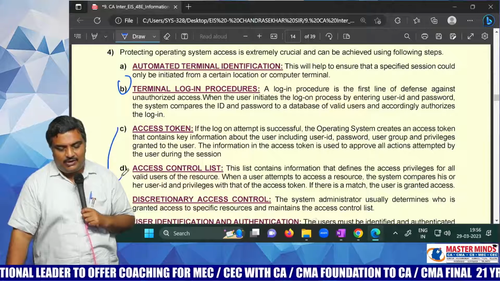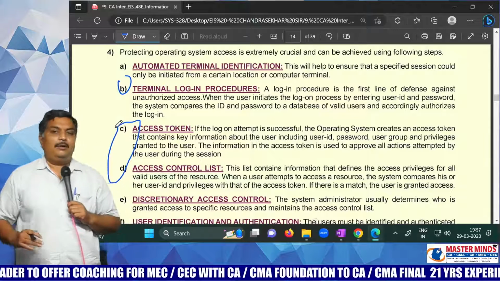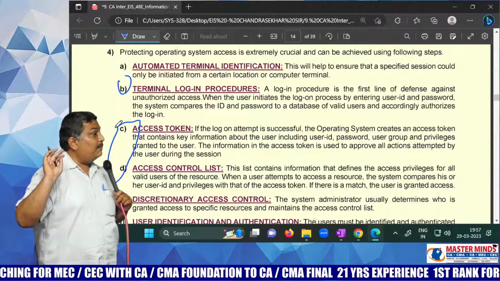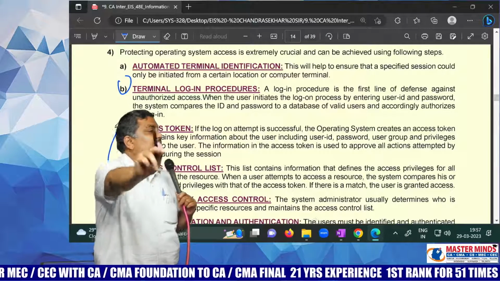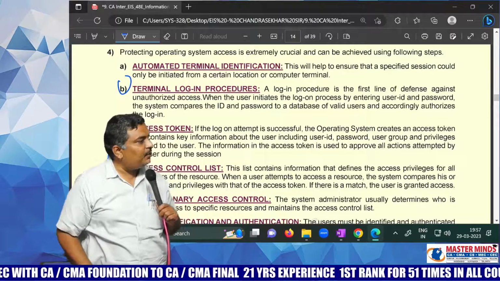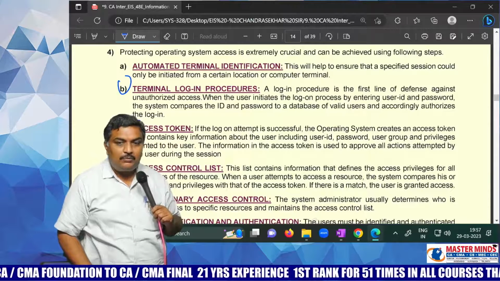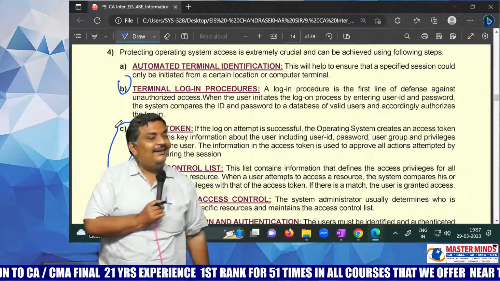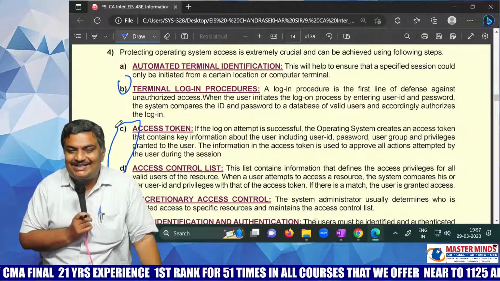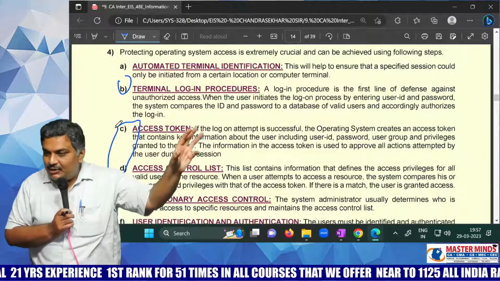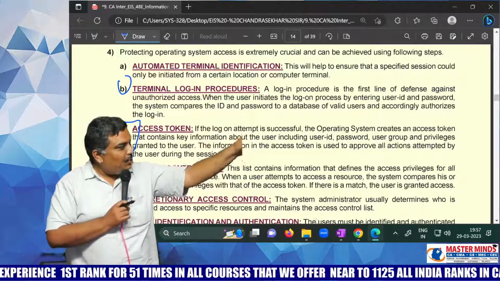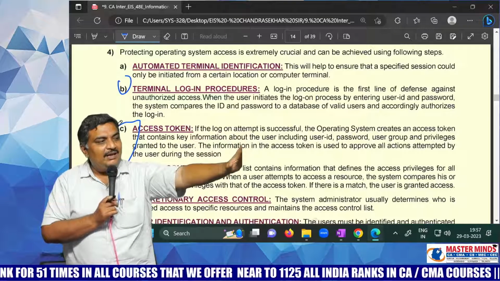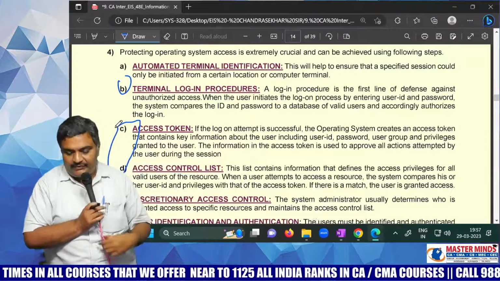Access token and access control list means what? Okay, you are an authorized employee, an authorized user logged into the system. But you are accessing some files which you should not access. You are clicking on them, open, open, open. Should the data open? Should the file open? No. Now the thing is, how does the computer know that you should not open that file? We have given access tokens and access control list. That means user number 128 can open only these files. And if you click some other file, nothing, it will not get opened.